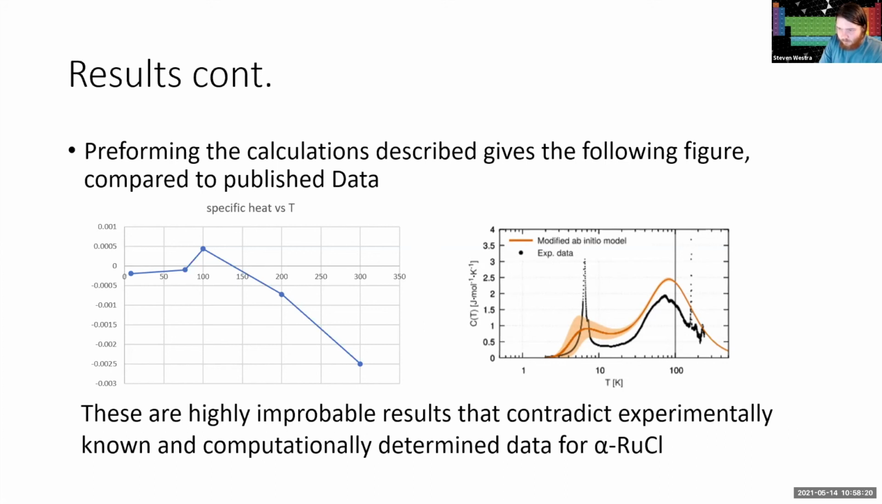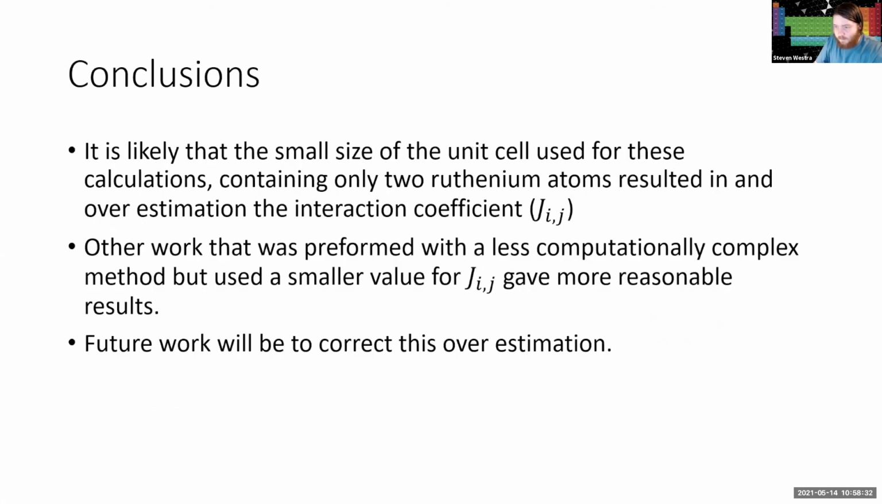We are not really very close at all to seeing a good match with existing data, and there are a few theories that I have as to why, which I will get to in the next slide. It is likely that the small size of the unit cell, since we are only working with 2 ruthenium atoms to speed the calculations along, caused an overestimation of the interaction constant between the spins, and that this is throwing off everything. Other work that was performed using a less computationally rigorous method gave much more reasonable figures when using much smaller values for J. And future work on this would be to redo calculations and correct for this overestimation to hopefully get a better fit for data.